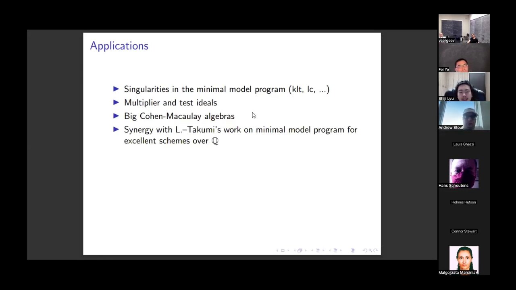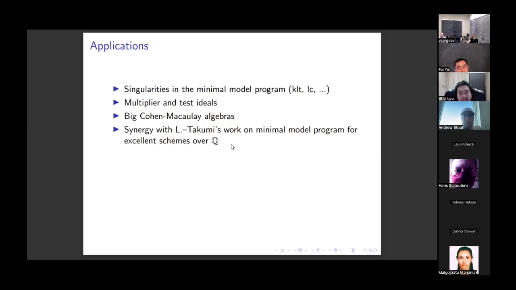And I want to mention that there will be potentially a lot of synergy with work by me and Takumi on the minimal model program for excellent schemes over Q. So again, if you don't know what an excellent scheme is, just imagine a finite type scheme over a complete local ring, right? So the minimal model program is a very useful tool in algebraic geometry, right? A lot of work has been done. The minimal model program with scaling established by Birkar, Cascini, Hacon, and Xu. BCHM, Birkar, Cascini, Hacon, and Xu. It's always hard to remember the names. Sorry about that. But basically, there are subsequent works on like algebraic spaces, analytic spaces.